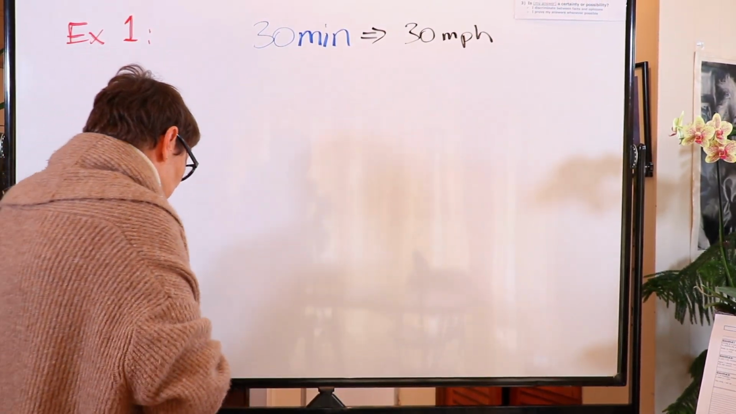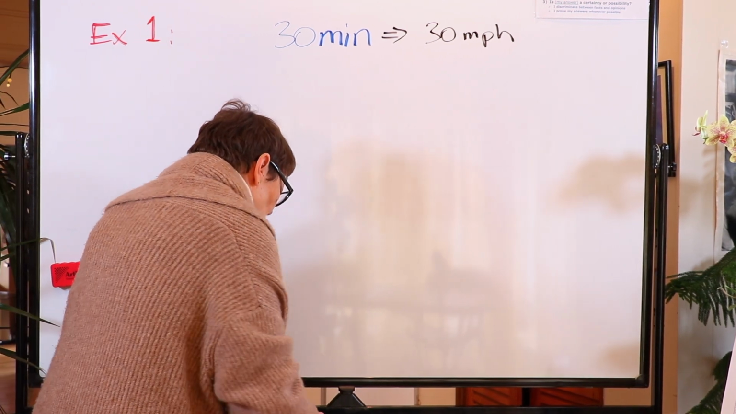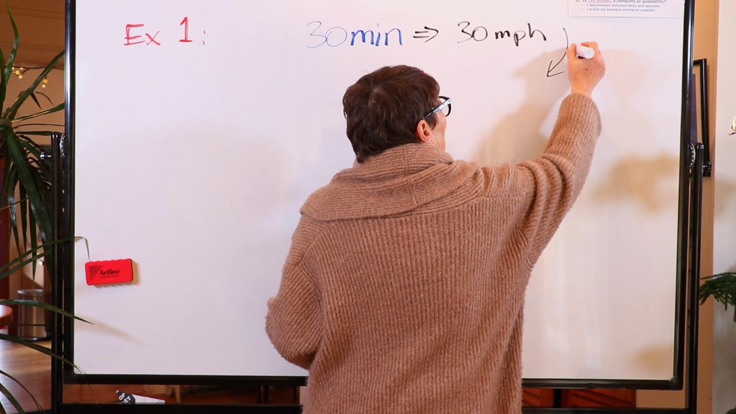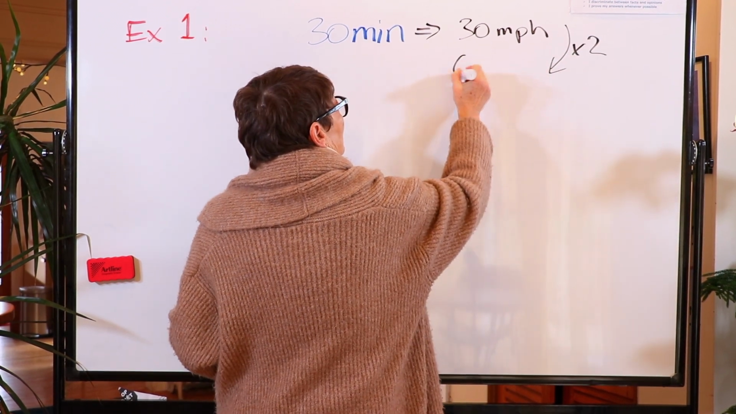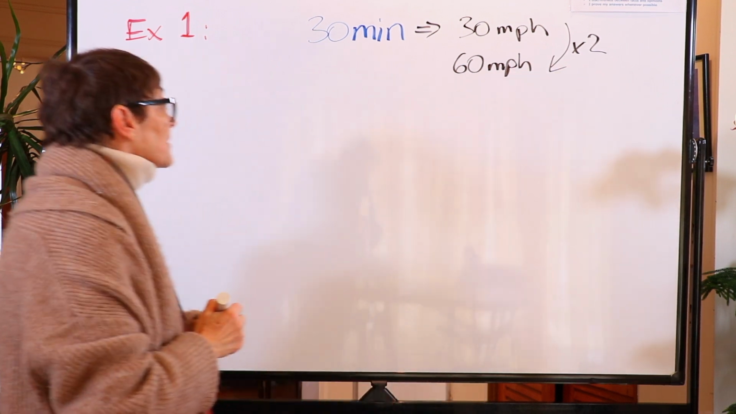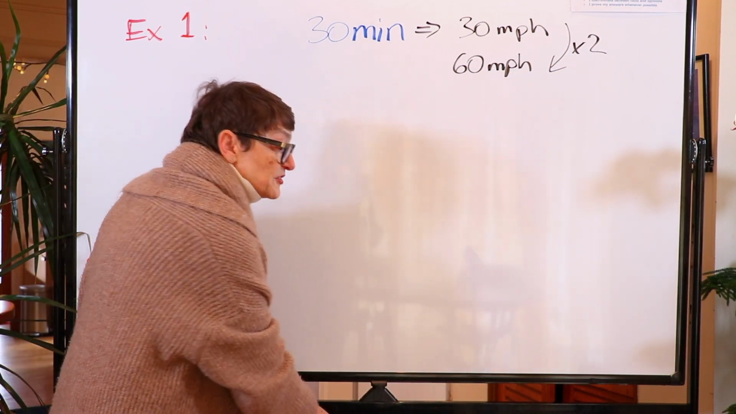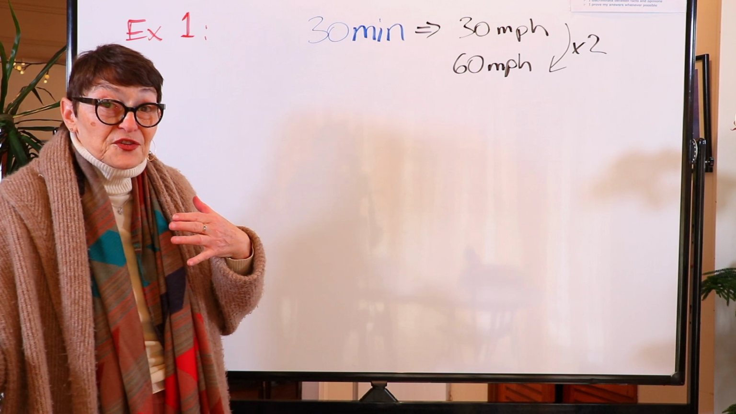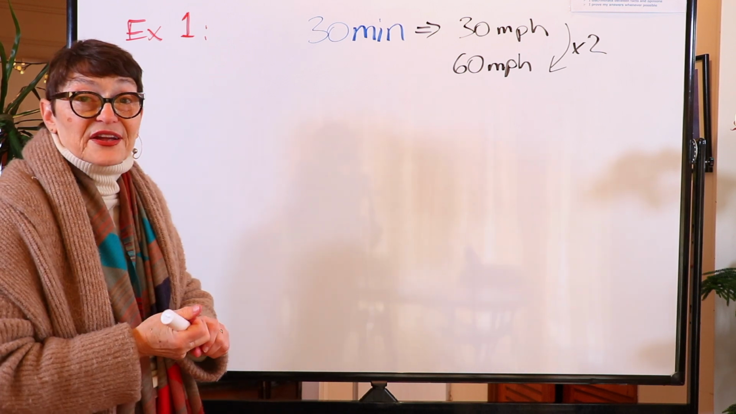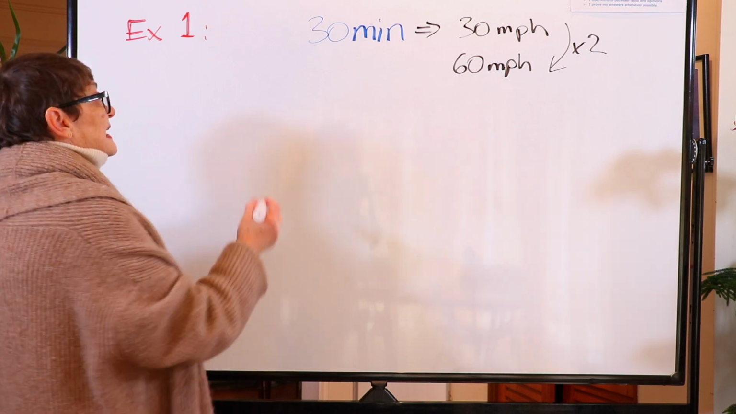And then we're asked what happens when we're doubling that speed. So we clearly need to multiply by 2 to double, and we're coming up with a speed of 60 miles per hour. So what's gonna happen on the other side? If you're doubling the speed, is it gonna take you longer or less time to get there? And you're absolutely right if you said less time.